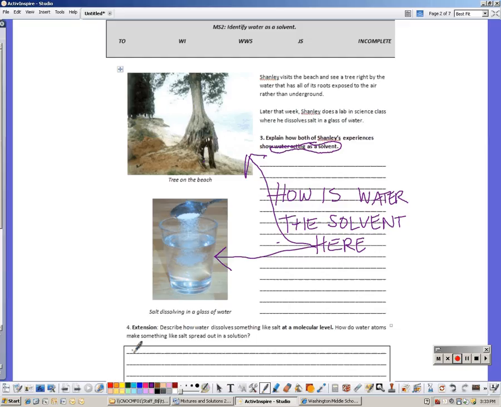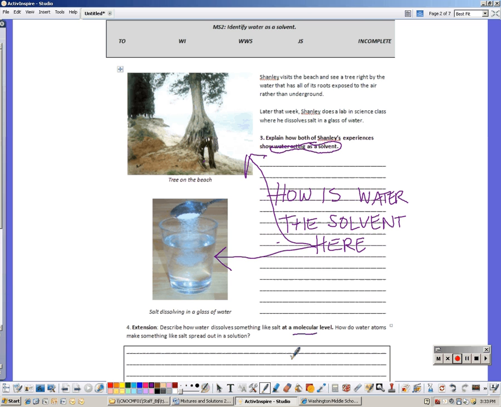For the extension question, describe how water dissolves something like salt at a molecular level. There's that word molecule in there. How do water atoms make something like salt spread out in a solution? We watched a video in class on this, and it just does a much better job than I can draw here.